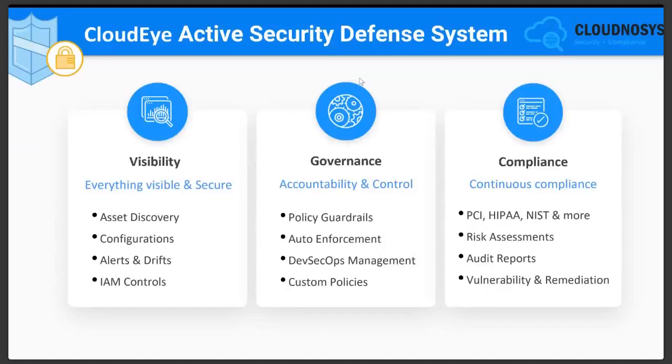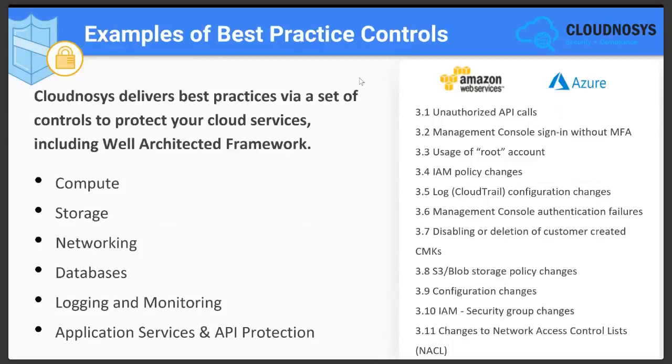And we focus on these 3 core areas: visibility, governance, and compliance. And it's everything from asset discovery to configurations and drifts to policy guardrailing, auto enforcement, and of course, all the compliance regulations that we support from NIST, PCI, HIPAA, and so on. And what do these consist of? So, we look at all the fabric, compute, storage, networking, database, logging, and also application services and APIs. Pretty much everything that you have, including IAM, which is not listed here. So we're looking at everything in your cloud footprint and analyzing it for risks and vulnerabilities.